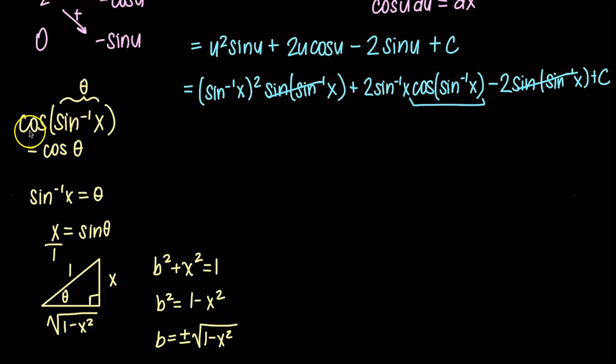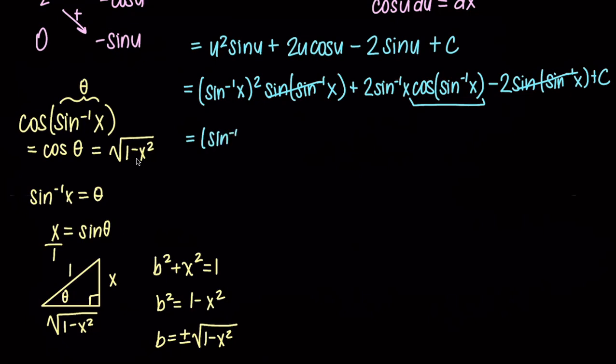We wanted cosine of sine inverse of x, which we said is cosine of theta. Well, cosine of this theta is adjacent over hypotenuse. So this is equivalent to the algebraic expression radical 1 minus x squared over 1, right? Which is just the square root of 1 minus x squared. So I can replace this trig composition with an algebraic expression. And in general, that's nicer, right? That's simpler. So let's go ahead and write out our final answer here.